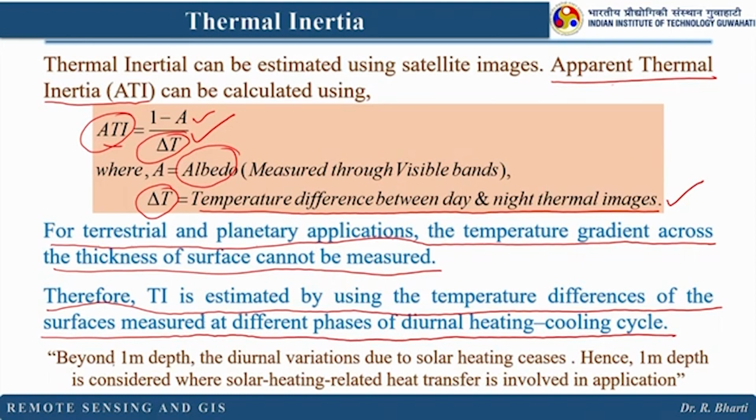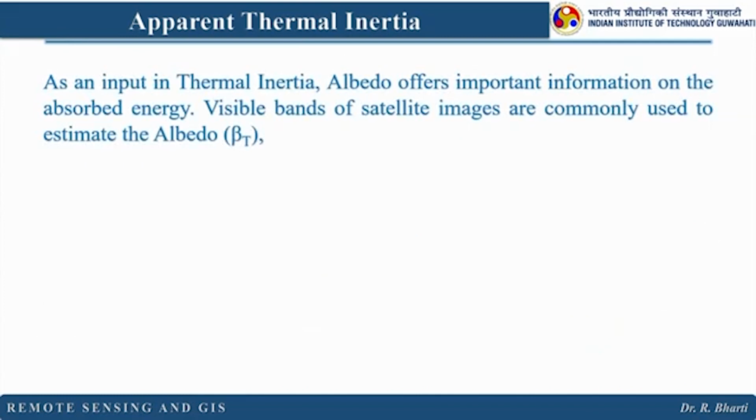And remember, beyond 1 meter depth, the diurnal variation due to solar heating ceases, right? Hence 1 meter depth is considered where solar heating related heat transfer is involved in application. So the information which you are getting in terms of emitted energy or temperature, I told you they are a volumetric property, right? So that will give you the information till this 1 meter depth. Beyond that, it ceases.